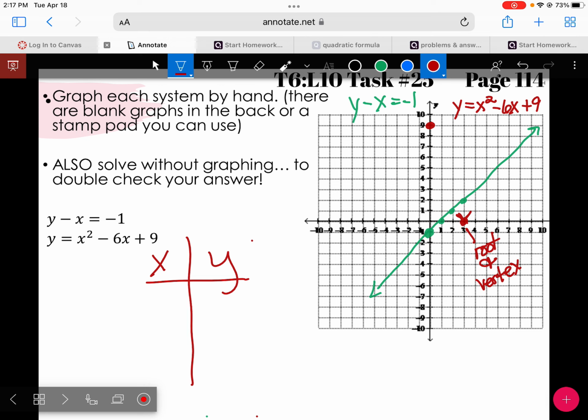Okay, 5. And y, now I've got to put all this in. So that's x squared minus 6x plus 9. So when I put 5 in, I get 5 squared minus 6 times 5 is 30 plus 9. 25 minus 30 is negative 5 plus 9 is 4. So for 5, it's going to be 4. So 5 is my x value, 4 is my y value. What else would be a good value to check?